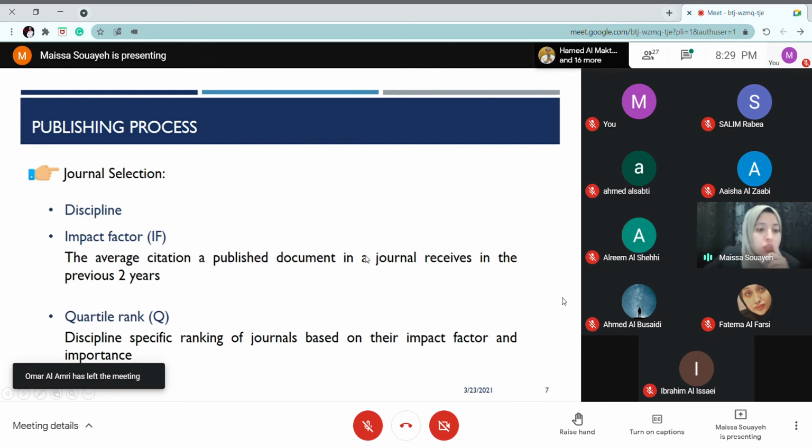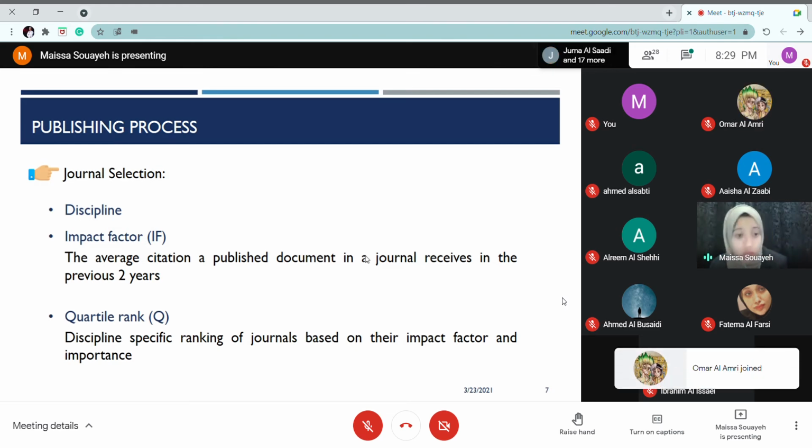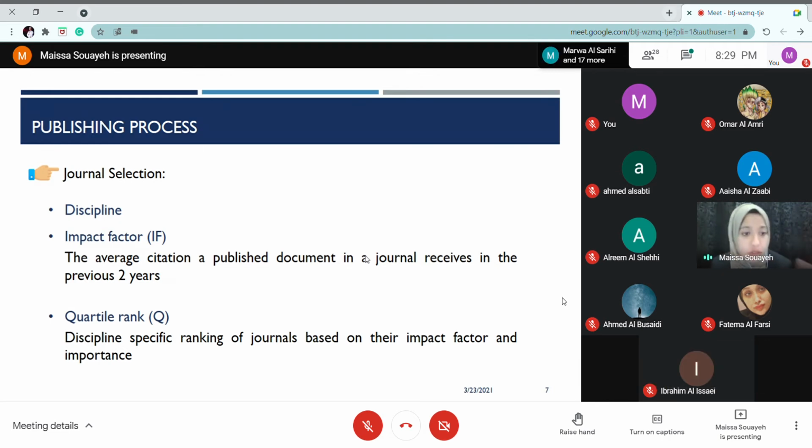Okay, first for journal selection, you need to select the journal based on 3 main criteria. The first is the discipline. For example, if you want to publish something related to petroleum engineering, you need to select a journal whose scope is petroleum engineering. You don't go to a journal whose scope is biology. The second thing is the impact factor.